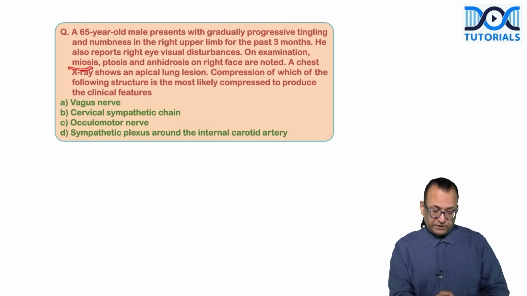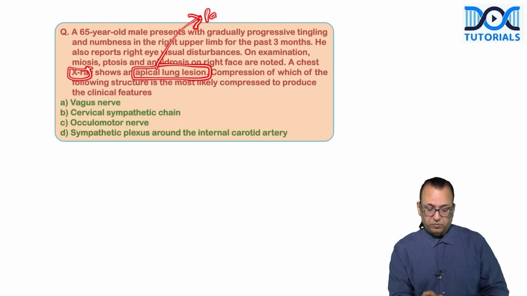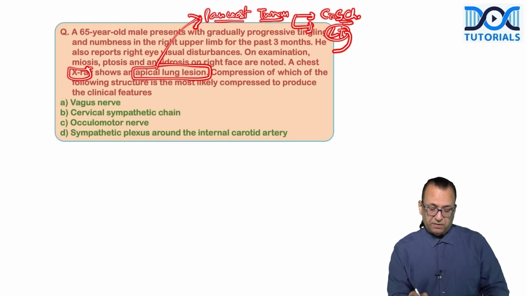And a chest X-ray is showing an apical lung lesion. That means it could be a Pancoast tumor. This could be a case of Pancoast tumor on the right side, apical lung cancer compressing the cervical sympathetic chain. That will be the answer. It will also affect the lower trunk of the brachial plexus. That is why the patient is having some tingling and numbness in the right upper limb also.